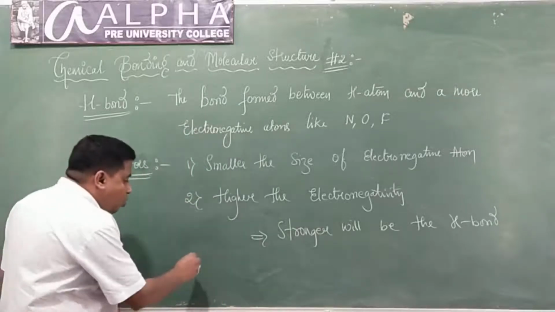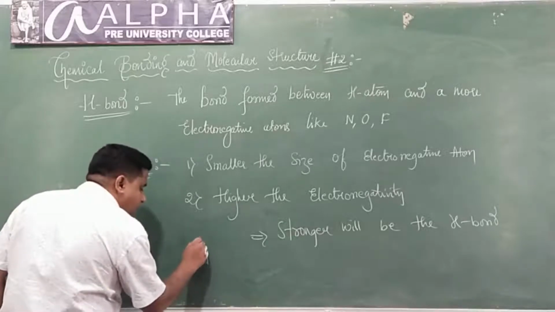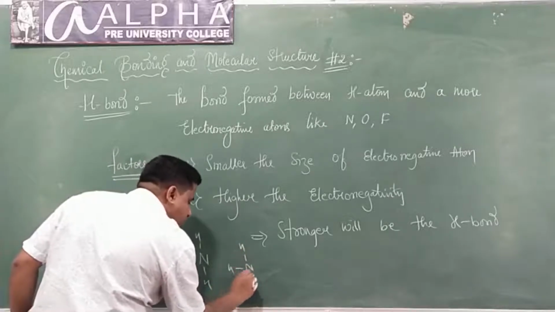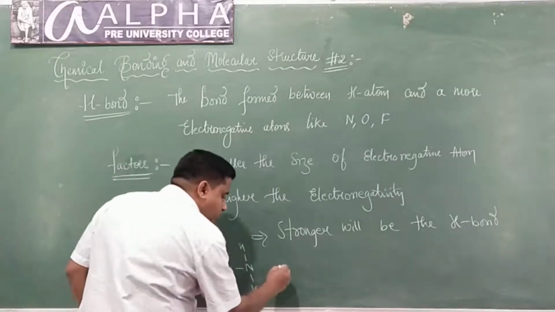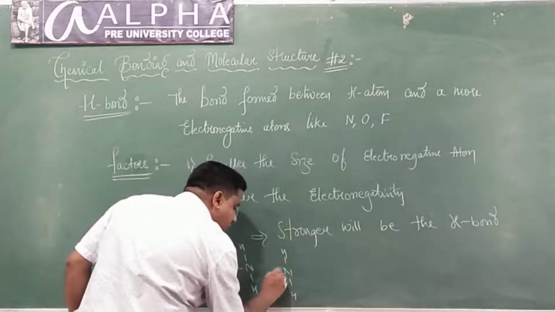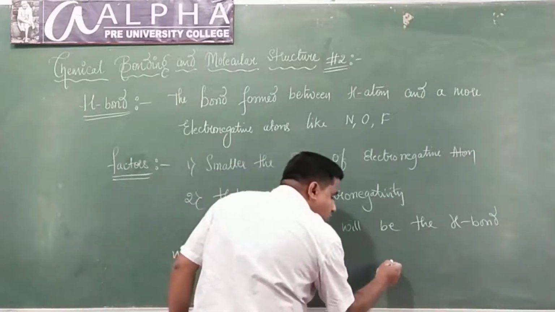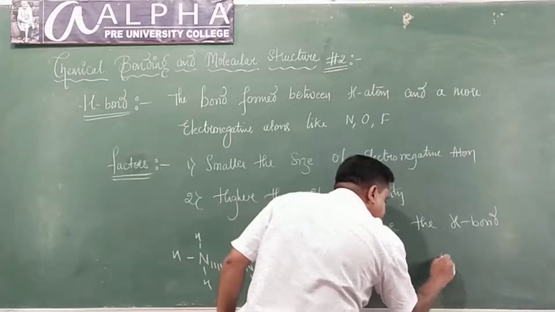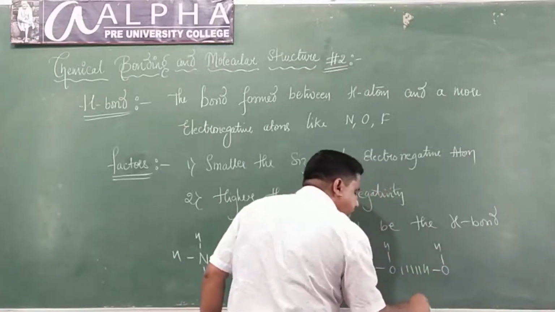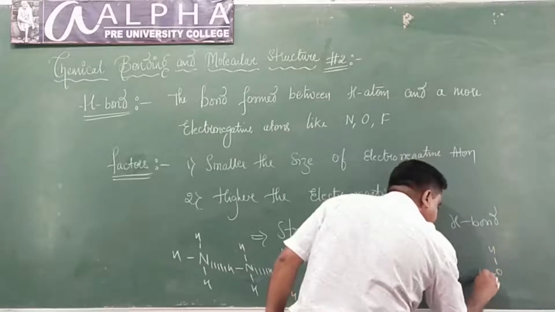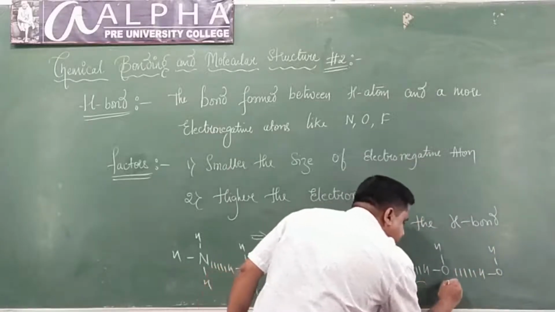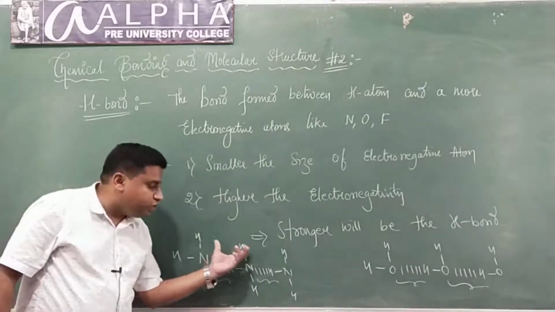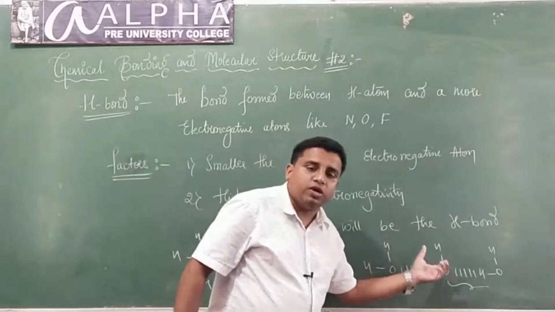Ammonia molecules, NH3, are also held by hydrogen bonds. Water molecules, H2O, are also held by hydrogen bonds, isn't it? Observe this: there is a hydrogen bond here, here, and here. Ammonia molecules are held by hydrogen bonds, and water molecules are also held by hydrogen bonds.